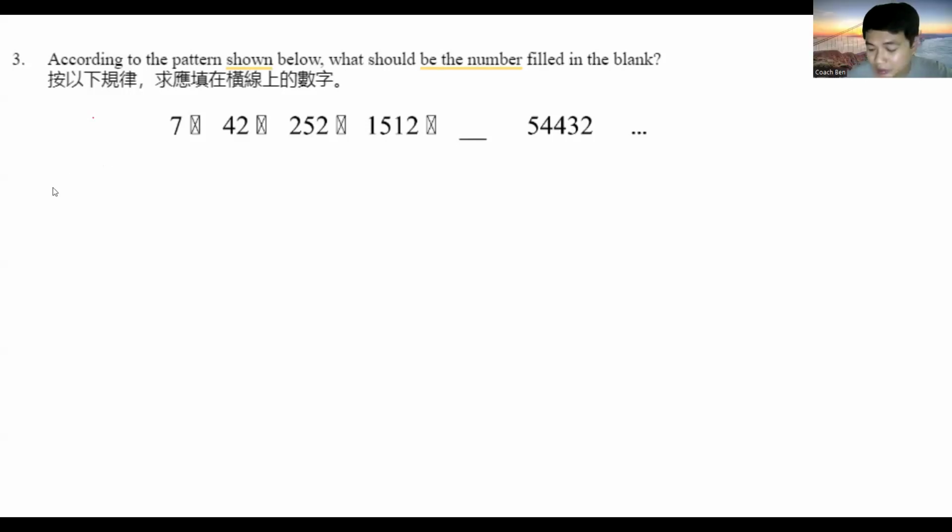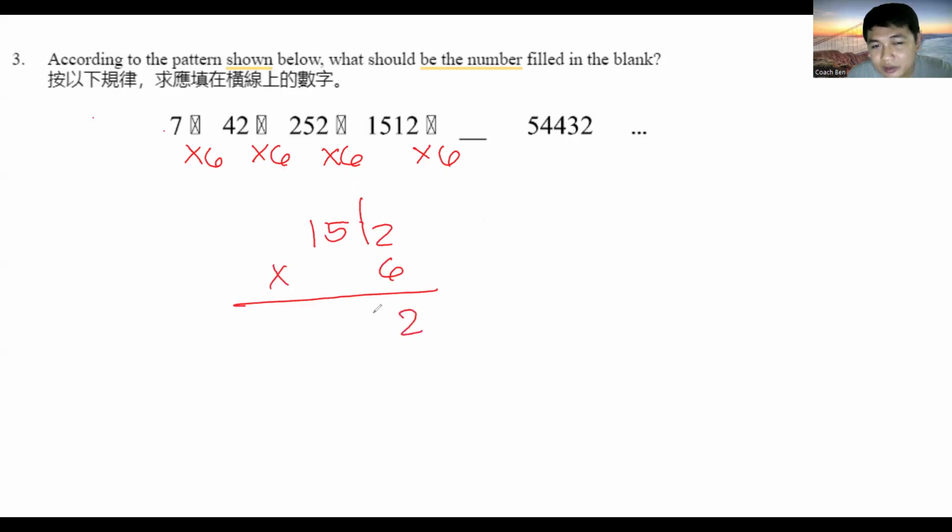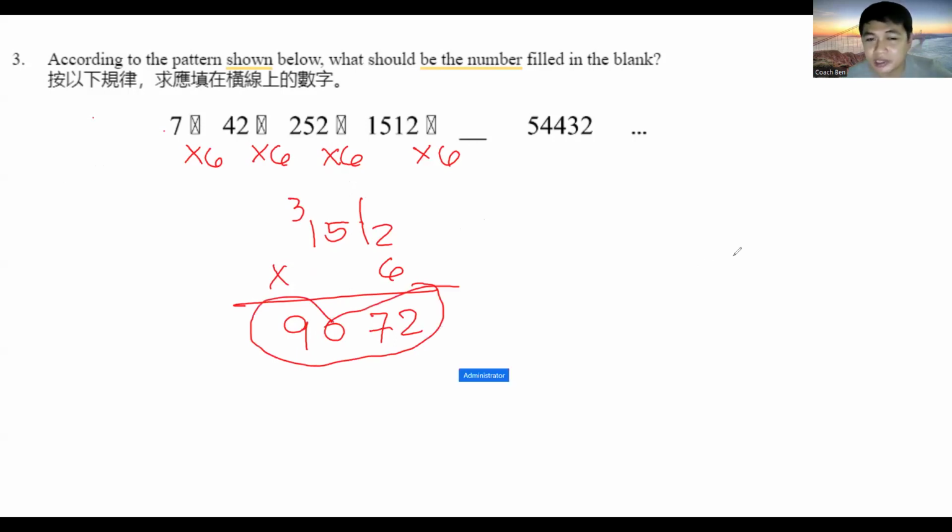The correct answer here should be 9072. So the pattern is just a geometric sequence with a multiplier of times 6. So 1512 times 6: 6 times 2 is 12, carry over the 1, this is 7, 0, 3. 9072 should be our final answer for number 3. Are there any questions for number 3? No, teacher. Okay, very good.